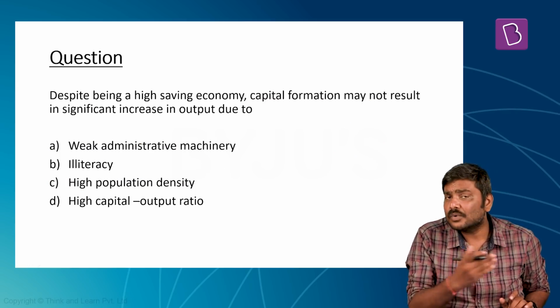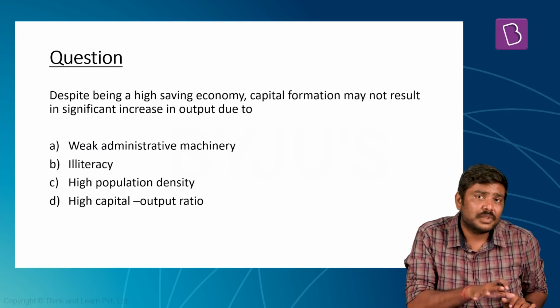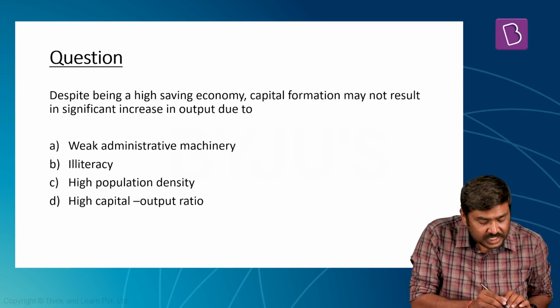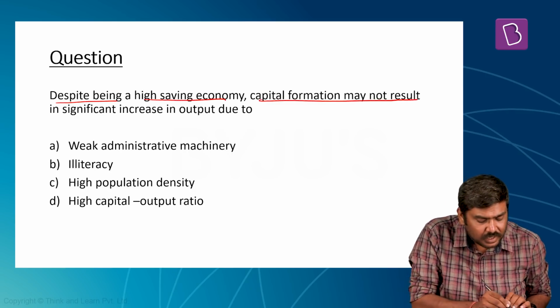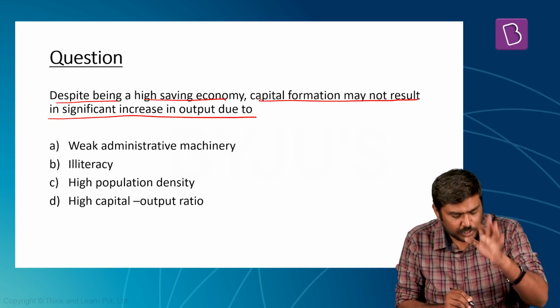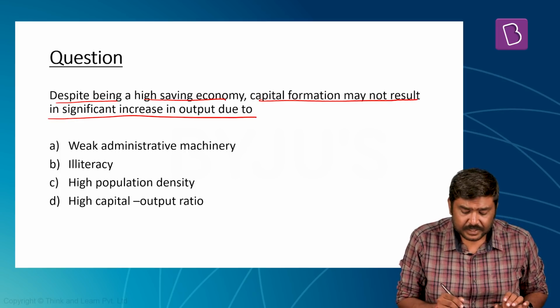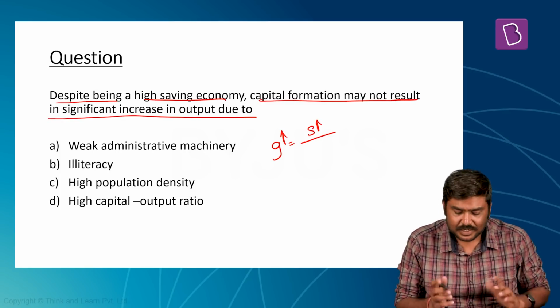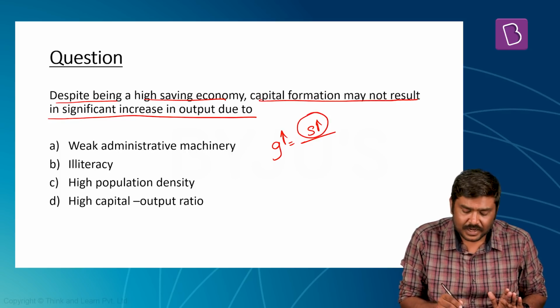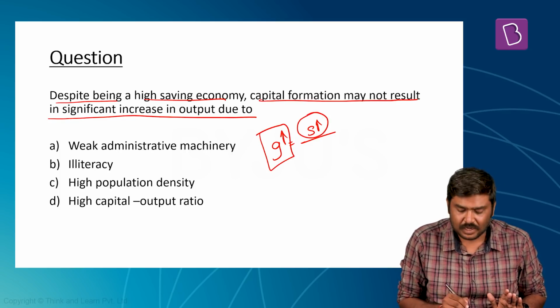Now let's look at another question based on this. Again, I've taken this from the UPSC paper itself. Despite being a high savings economy, capital formation may not result in significant increase in the output due to. Basically, they are saying that the savings rate is increasing, but the growth rate is not increasing. What is the reason?